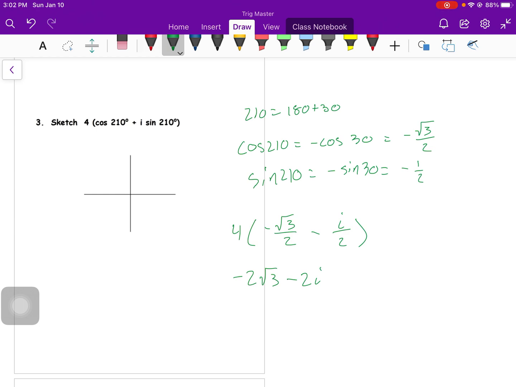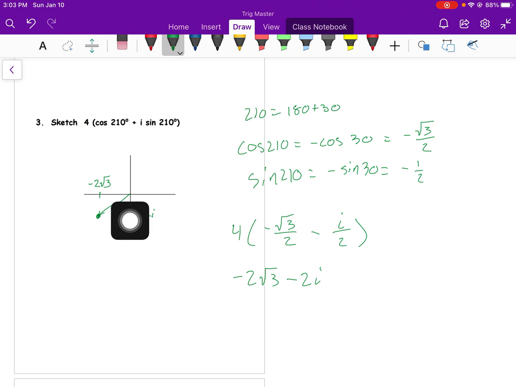All right, so if I wanted to sketch this graph based off of this, I would be able to say negative 2 square root of 3. I'll just mark it right here, say that's negative 2 square root of 3, and then I'll say that's minus 2. Maybe put an i there.